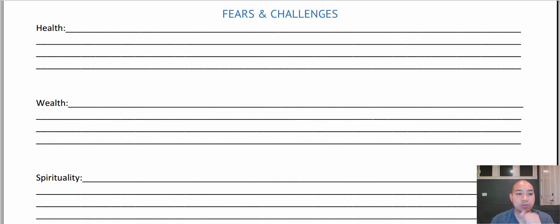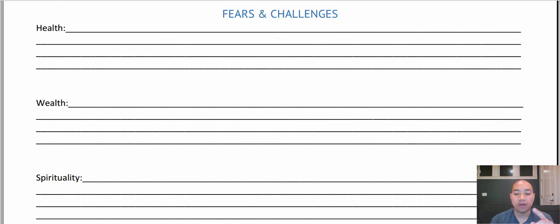Health, wealth, and spirituality. The first 3 here. I think they're pretty self-explanatory. For health challenges and fears, maybe people might have self-esteem that they need to work on. They might have dieting that they need to work on, exercising that they need to work on, whatever it is, right? Like, I think health is pretty obvious. If you need pointers, I'm sure you could just go online.